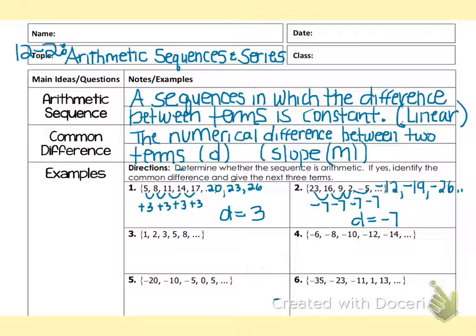So we're going to designate these next 4 as the you try questions, and I'm going to have you pause the video and give these a try. Remember, you're going to check to make sure it is arithmetic. If it's not, you're just going to say no and move on. If it is, we want to figure out what that common difference is, and we want to generate the next 3 terms in the sequence. So please pause the video now and complete 3 through 6 as you try questions.